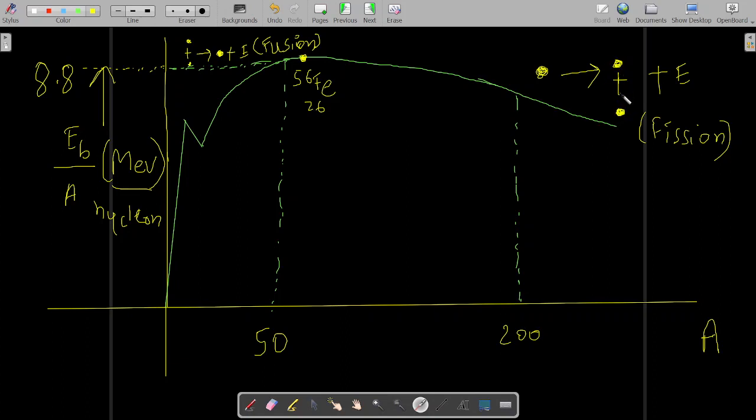They will split into two such nuclei whose binding energy will be somewhere around here. Okay, so this is the thing.